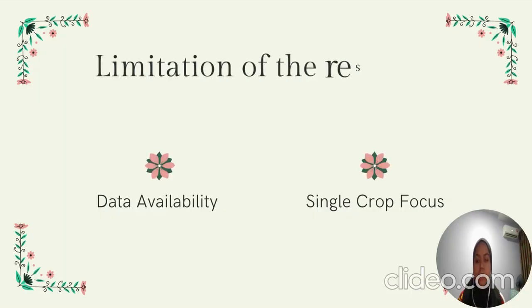Next is the limitation of the research. So the first one is data availability. The success of the CNN model relies heavily on the availability of a high quality and diverse dataset. Limitation in obtaining a comprehensive dataset with a wide variety of rice plant disease samples could impact the model generalization. Next is the single crop focus. This research paper is specific to rice plant disease only, which may limit the model's applicability to other crop types.